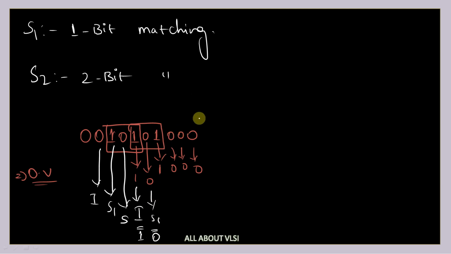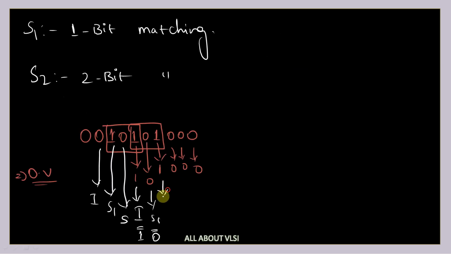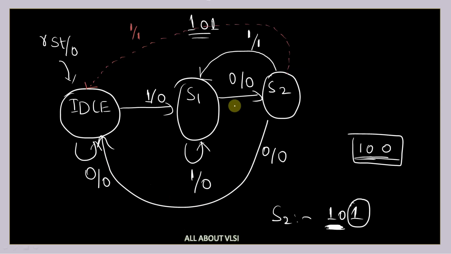And if you get one more 1, you're going to stay in the same state, that is S1 state, and still your output is equal to 0. But what we need in the case of overlapping is that your output should become 1. What is happening? Your output is still remaining 0 only. That's why we prefer S1 state instead of idle state, so that we can reuse that particular bit. That is the reason we are going to S1 state instead of idle state.